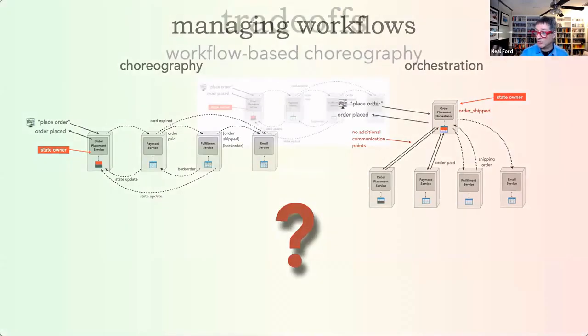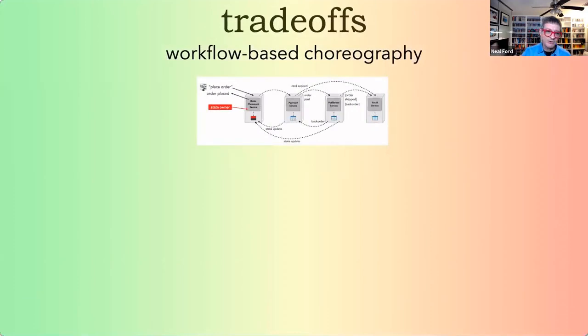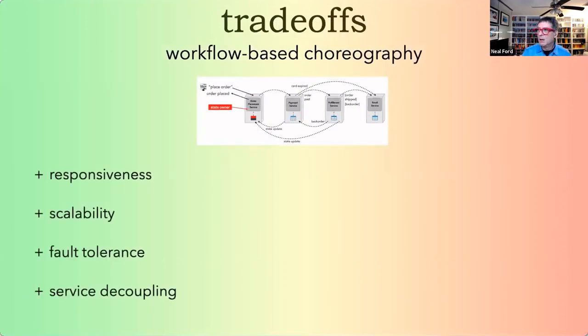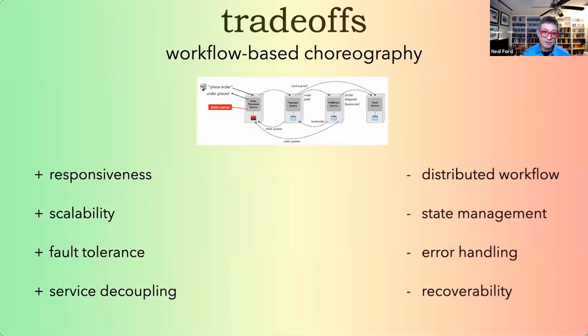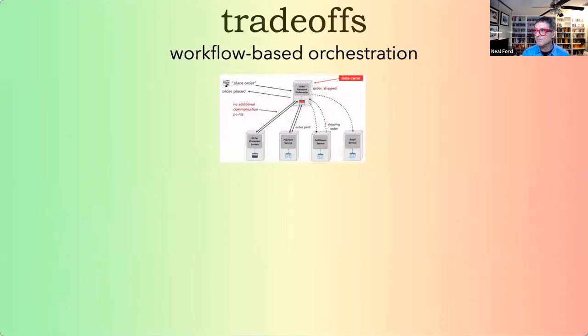So let's talk about the trade-offs between workflow-based choreography versus orchestration. Choreography, you get much better responsiveness and scalability and fault tolerance and decoupling. This is a very decoupled way of thinking about things. But you've got to build a distributed workflow. And not having an orchestrator there means that workflow information has to go somewhere. You have to worry about state management. You have to worry about error handling and recoverability and all those issues we just talked about.